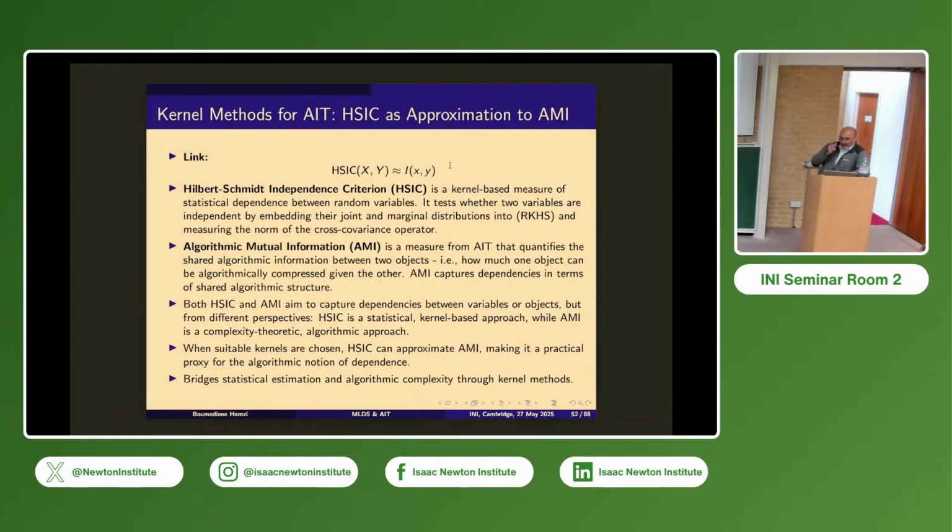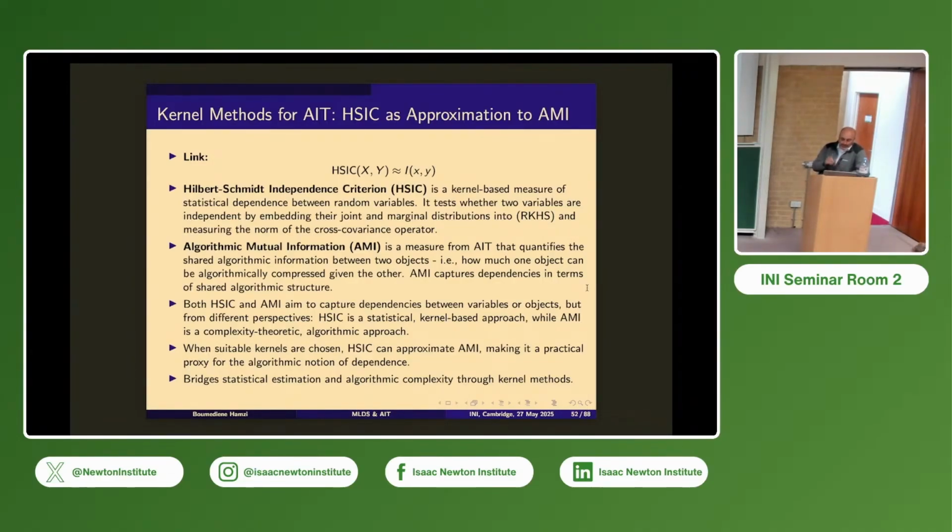But you see, conceptually, they also seem similar, right? HSIC is a kernel-based measure of statistical dependence. AMI is a measure of algorithmic dependence. And so it sounded natural to capture the link between the two. Their aim is to capture dependencies between variables and objects, but from different perspectives. HSIC is statistical and kernel-based, while algorithmic mutual information is complexity theoretic, so it's an AIT perspective.